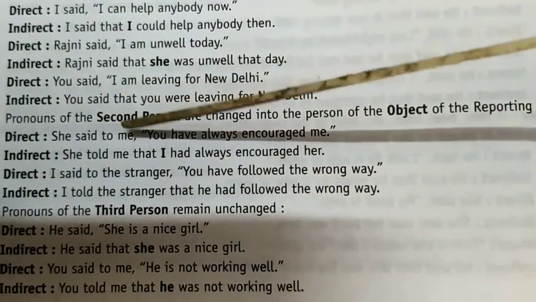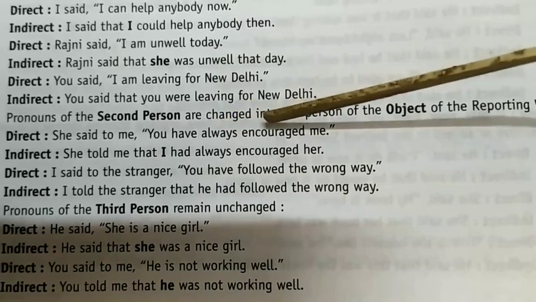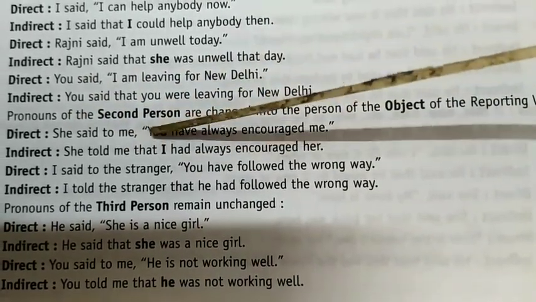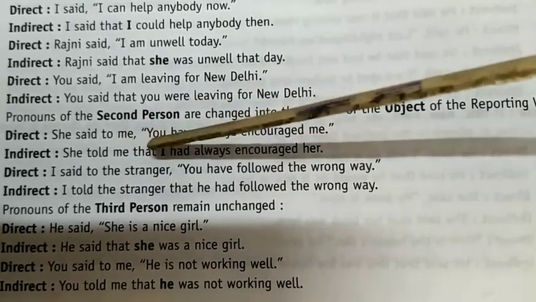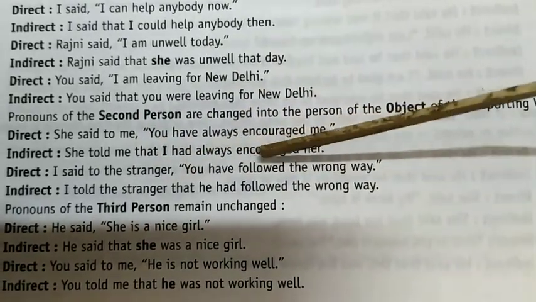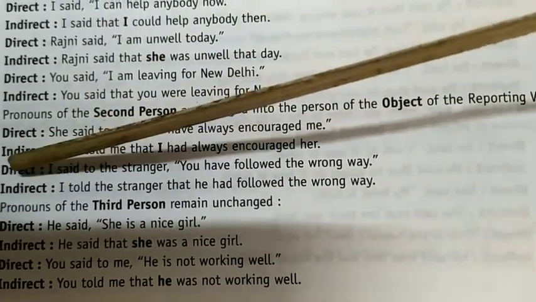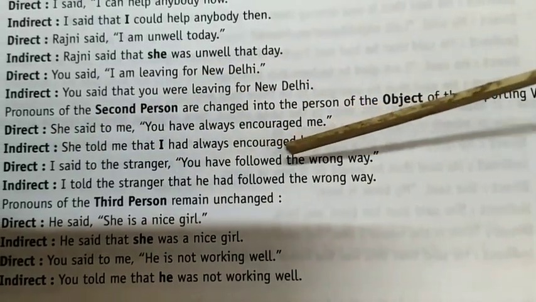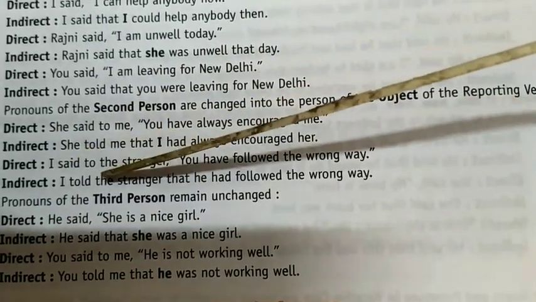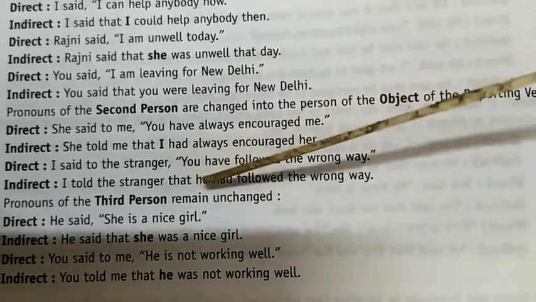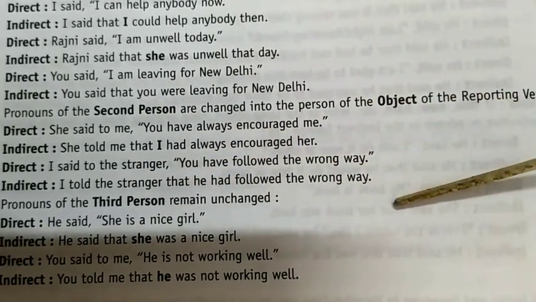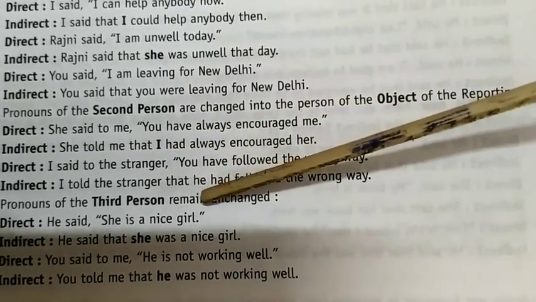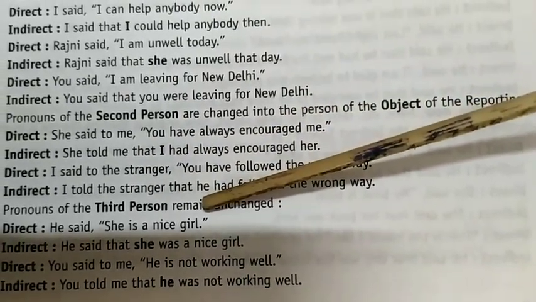She said to me, "You have always encouraged me." She told me that, okay, this "me" is "you." I had always encouraged her. Direct: I said to the stranger, "You have followed the wrong way." I told the stranger that he had followed the wrong way. Now in this case, even if you write "she" here, your answer will be considered correct.